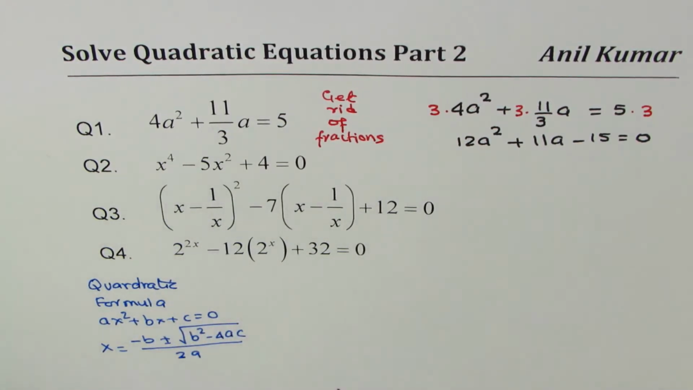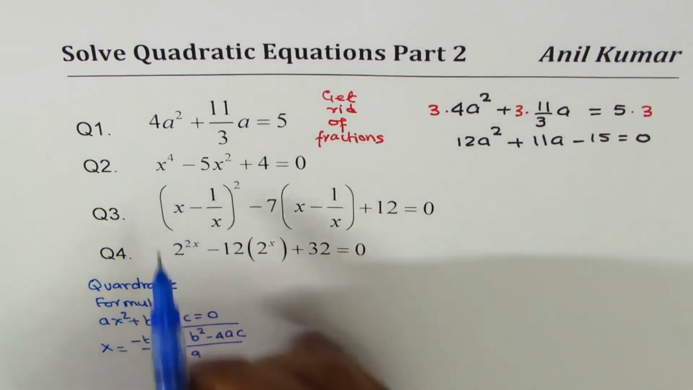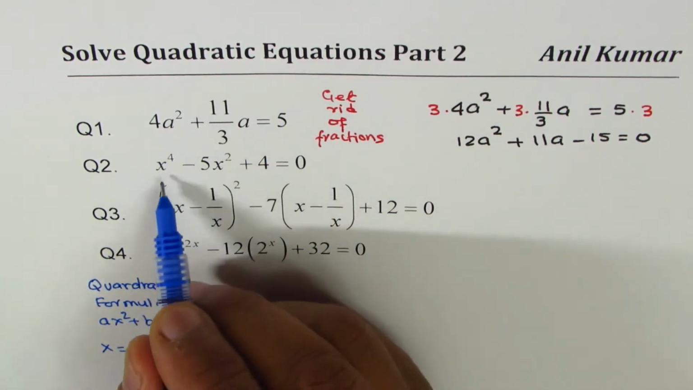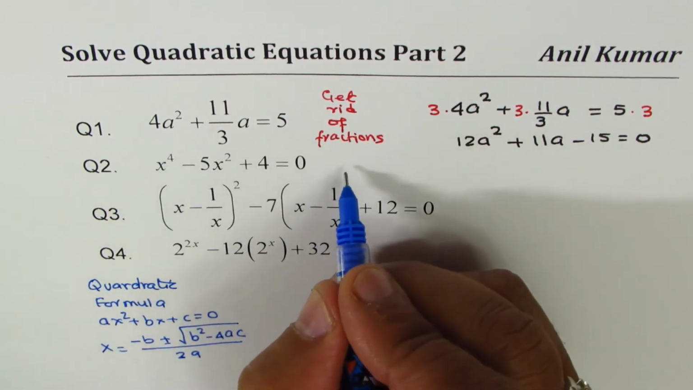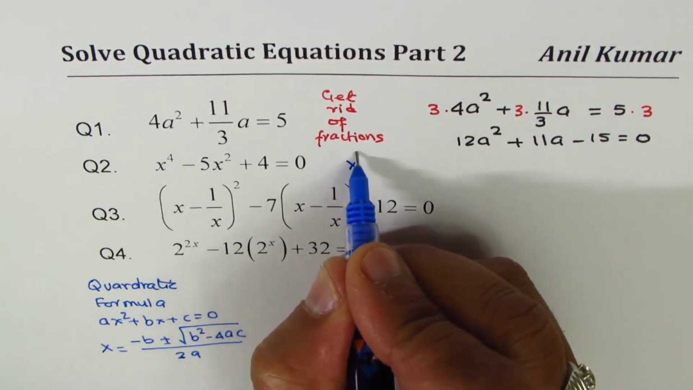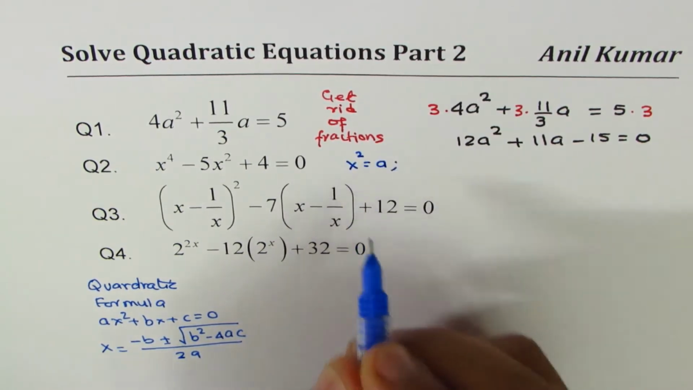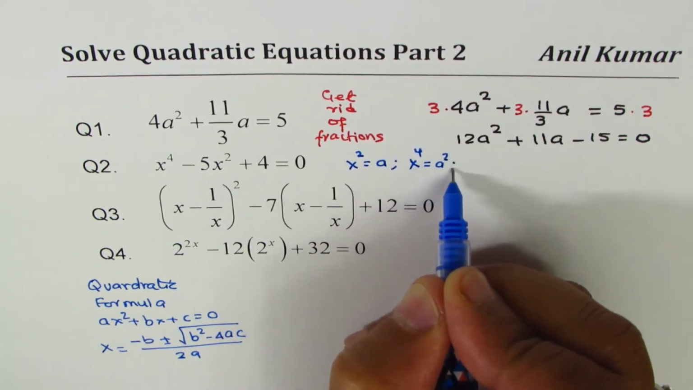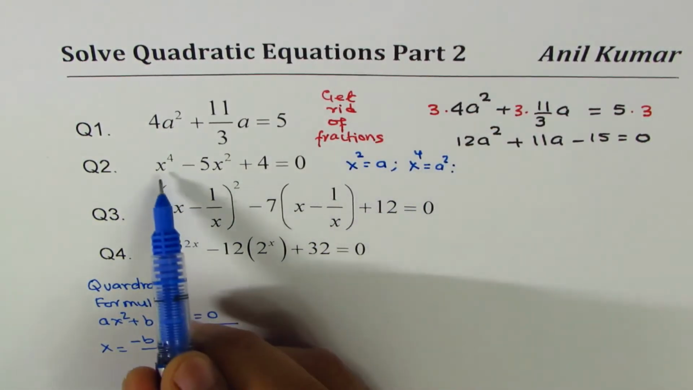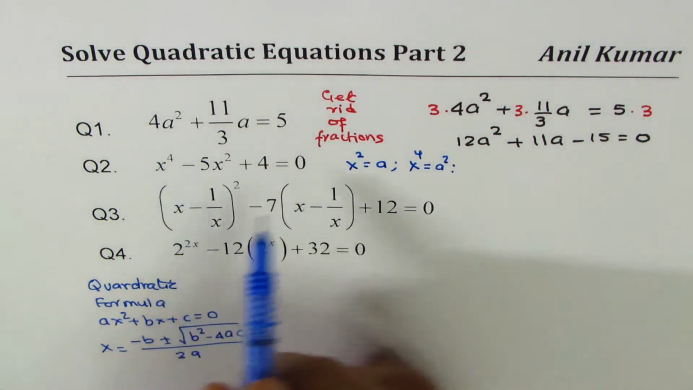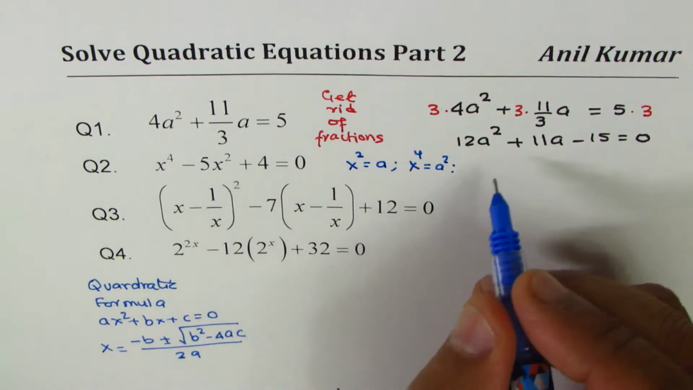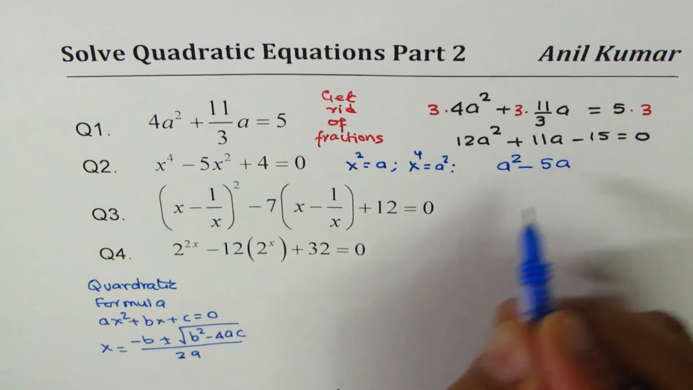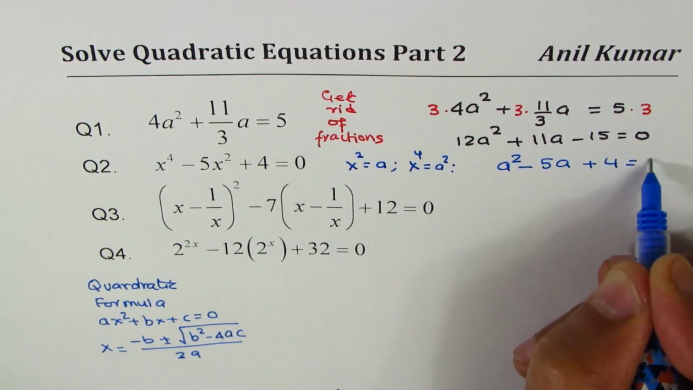Let's look into question number 2. Here we have x to the power of 4. Quadratic equations have power of 2. So we can do a substitution. We can say let x square equal to a, right? In that case, x to the power of 4 will be a square. Is it okay? Now if I do this substitution, question number 2 will become what? I can write this as a square minus 5a plus 4 equal to 0.